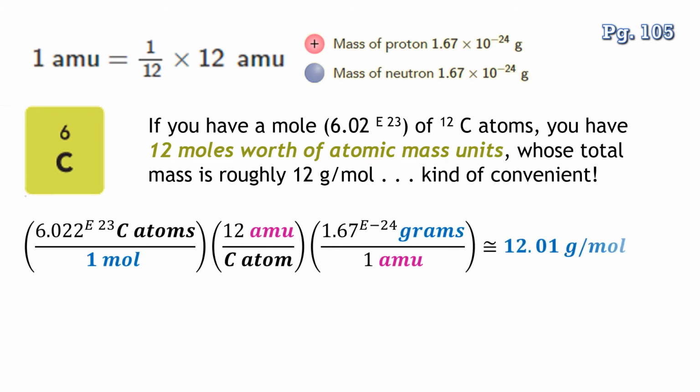This is kind of convenient. Again, if we were to set it up as a problem to solve by cancellation, the carbon atoms would cancel, the atomic mass units would cancel, and we would simply have the number for the mole, 6.02 times 10 to the 23rd, times the number 12, because you have 12 atomic mass units in the carbon atom, and then you do that times the mass of a single proton or neutron, 1.67 times 10 to the negative 24th grams. And it turns out, if you do that, you get roughly 12.01 grams per mole.